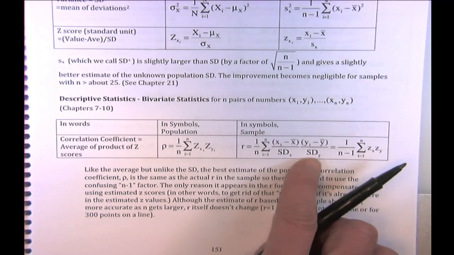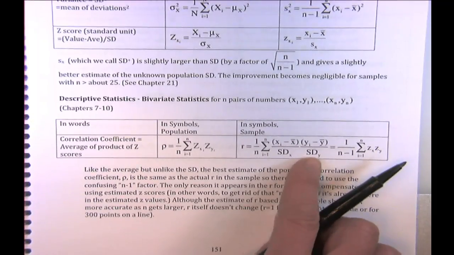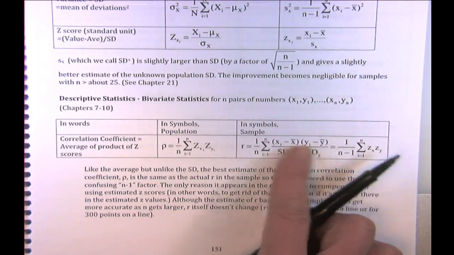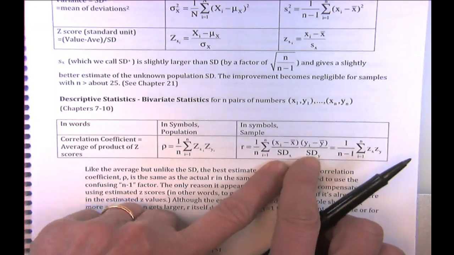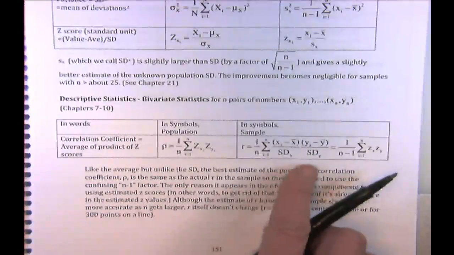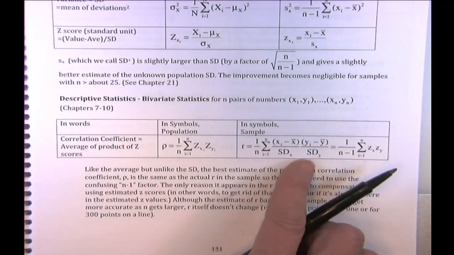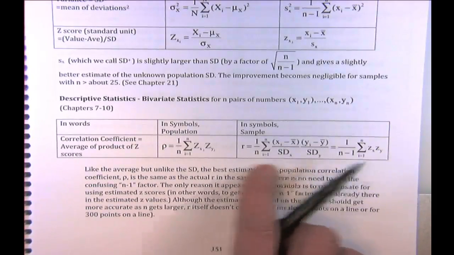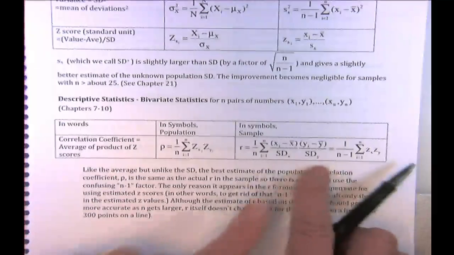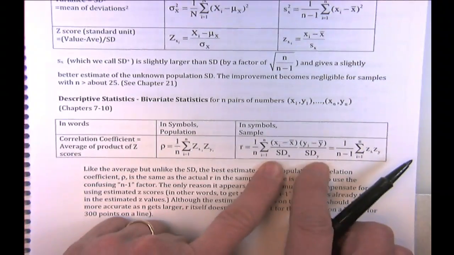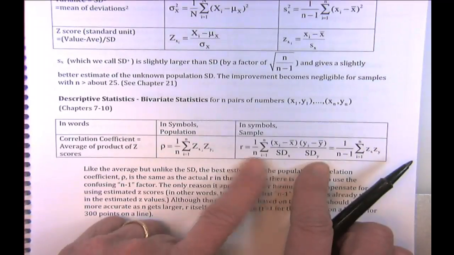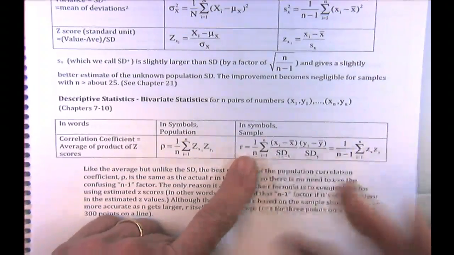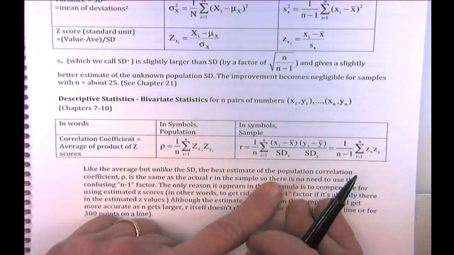And that gives you a standard measuring stick so that there's no units. These are standard units. So then you look at the products. For each of those 10 points, you would take the product of your z-score for the x times the z-score for the y. That's what this is. You multiply those together, and then you add them up and take their average. Divide by n. So it's the average of the products of the z-scores.